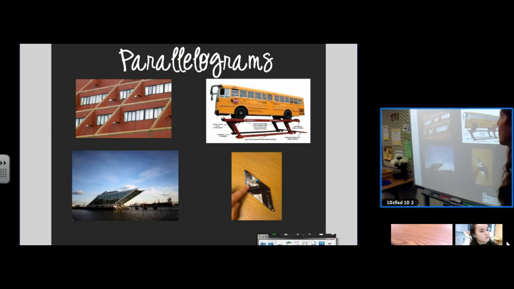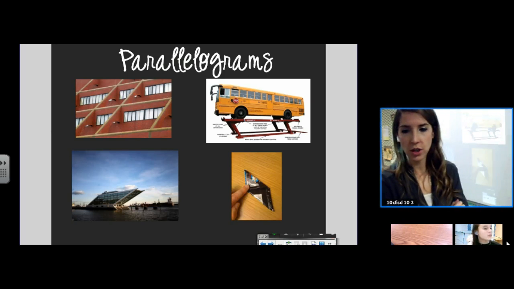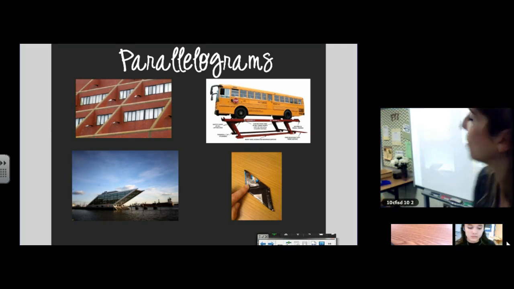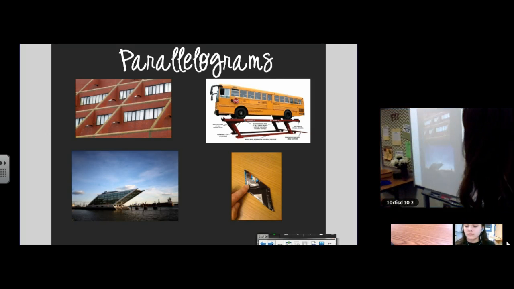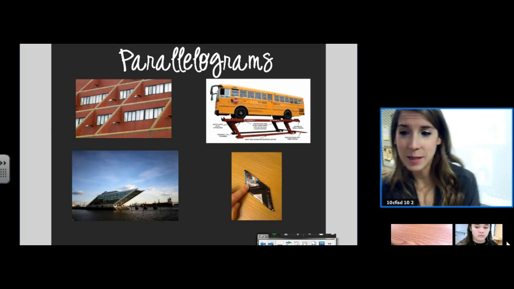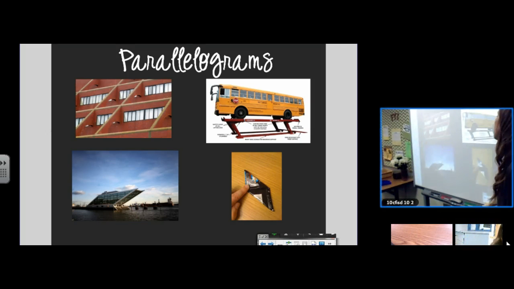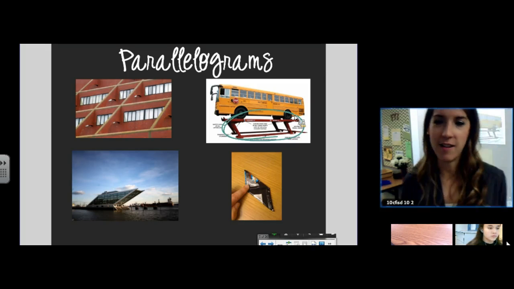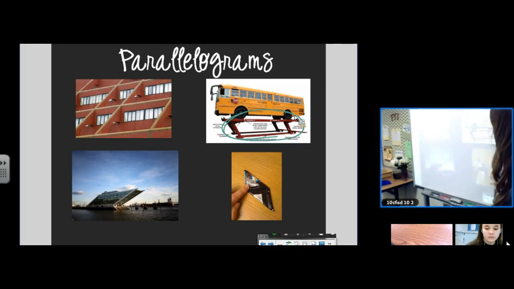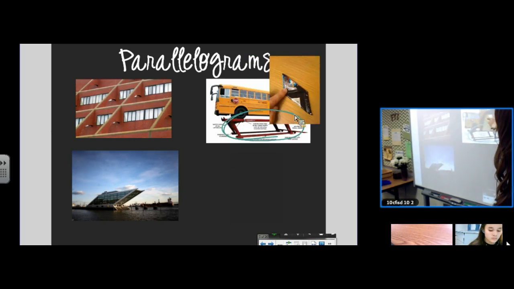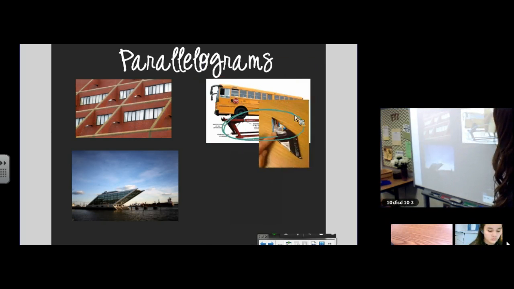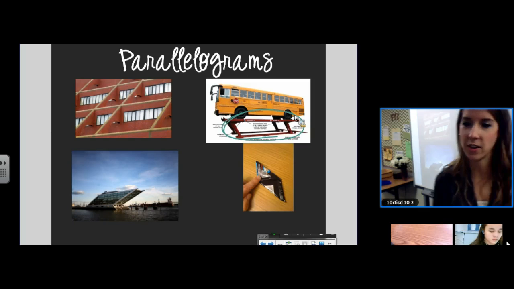Today it is all about the parallelogram. If you're titling your notes, you're going to write parallelograms. If you've ever ridden a school bus, you are thankful that parallelograms exist because the lift that lifts them up to work on a school bus underneath is in the shape of a parallelogram. Yep. The next time you're bored, you can take your bag of chips and figure out if you can copy this person and fold it into the shape of a parallelogram.